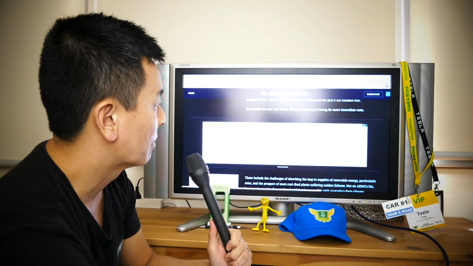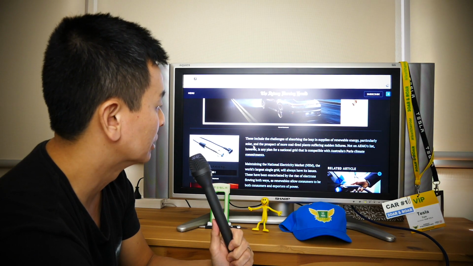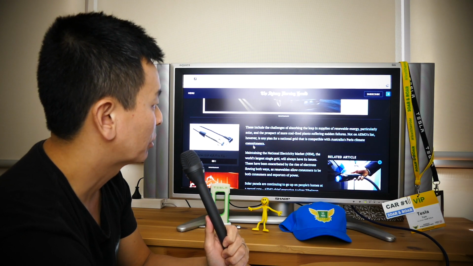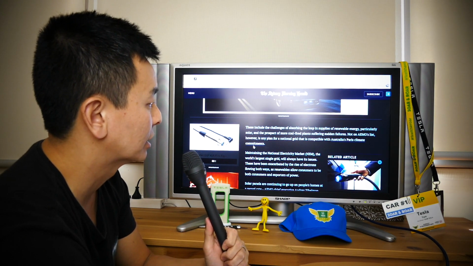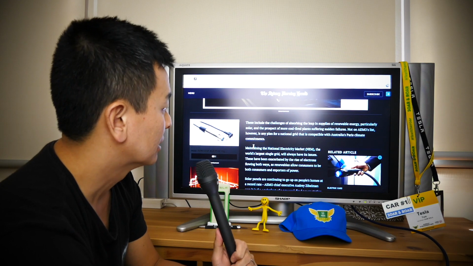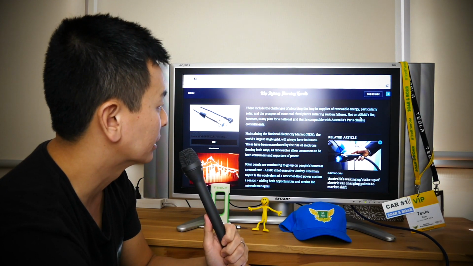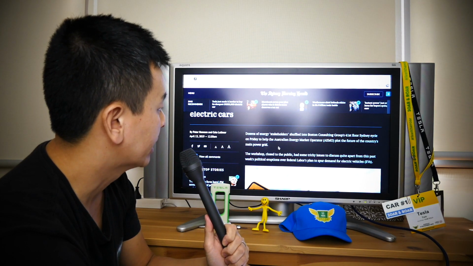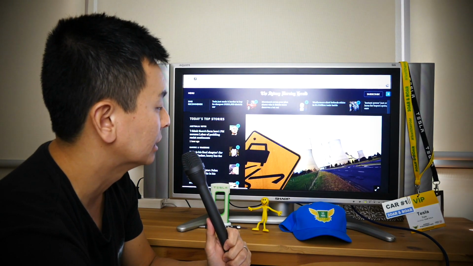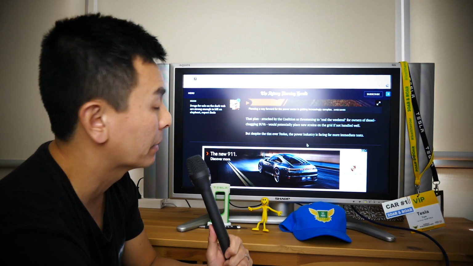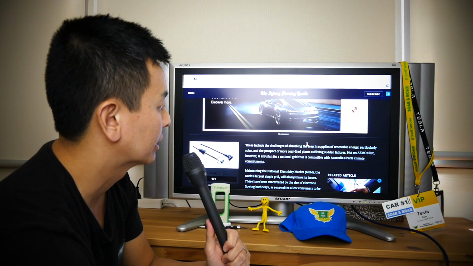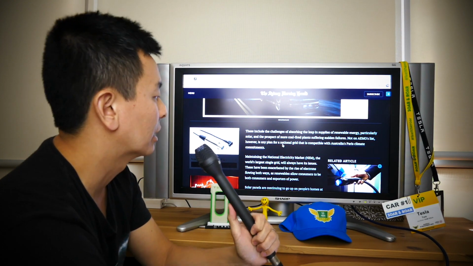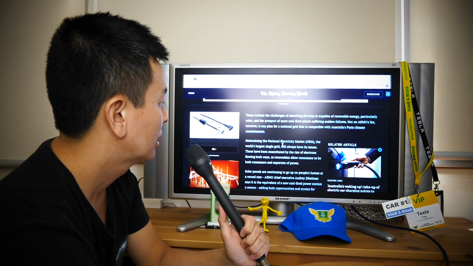power industry is facing more immediate tests, which is absorbing the leap in supplies of renewable energy, particularly solar, and the prospect of more coal-fired plants suffering sudden failures. Not on AEMO's list, which is the, what's AEMO stand for again? It stands for the Australian Energy Market Operator, which basically is the market for selling and buying power to retailers across the country. Is any plan for a national grid that is compatible with Australia's Paris climate commitments, which is a bit of a concern.